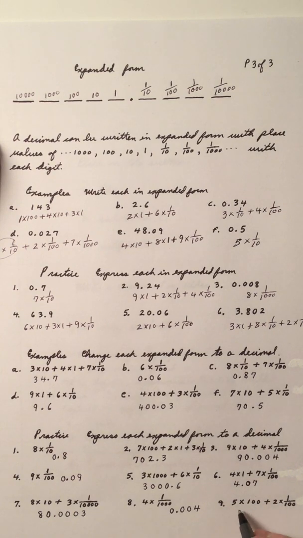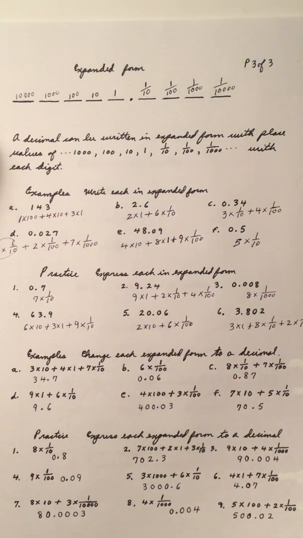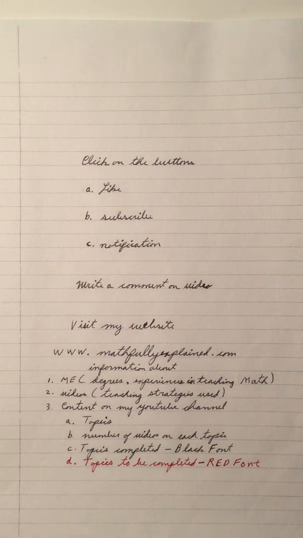Number 9, 5 times 1/100, so that's the 3rd place after the decimal. So the 5 goes into 3rd place. And the 2 goes into hundredths, so that's no tenths, 2 hundredths. That sums up doing the expanded form and changing to the value of a decimal place.